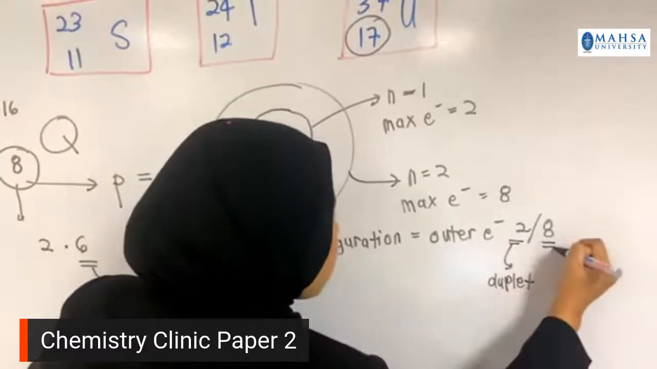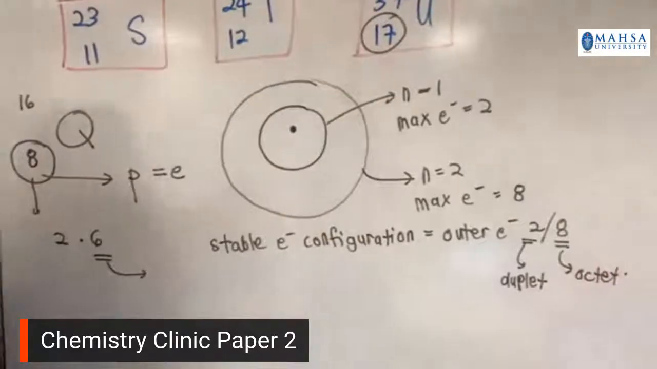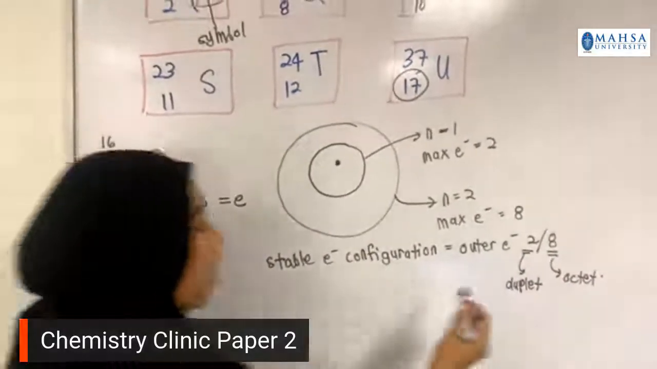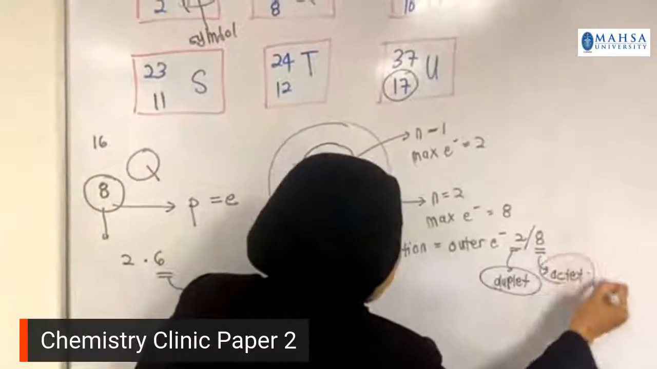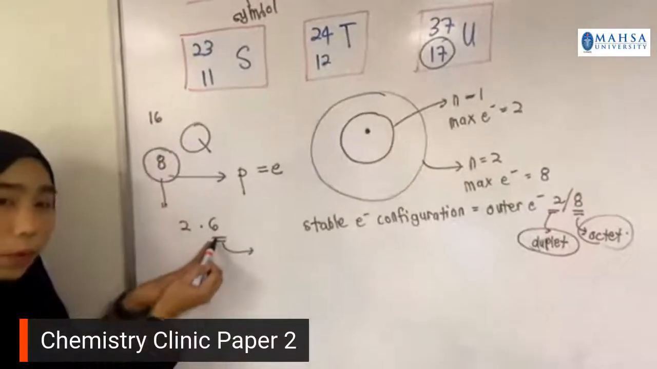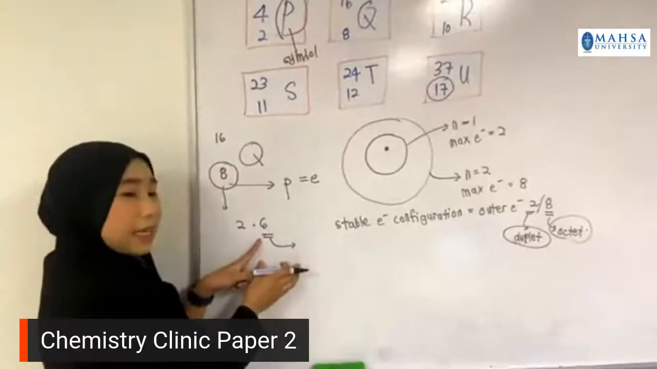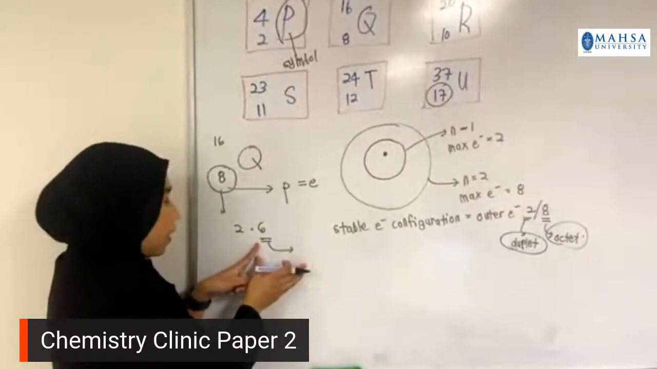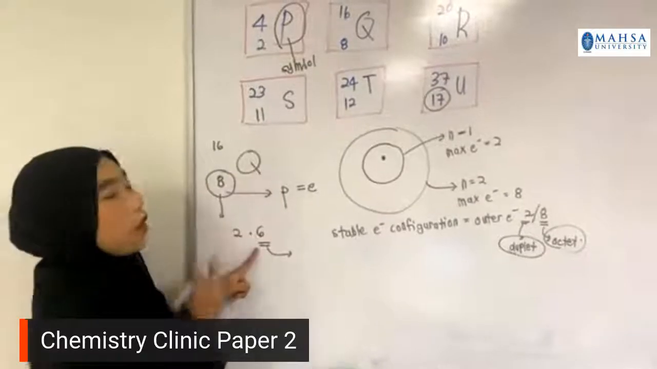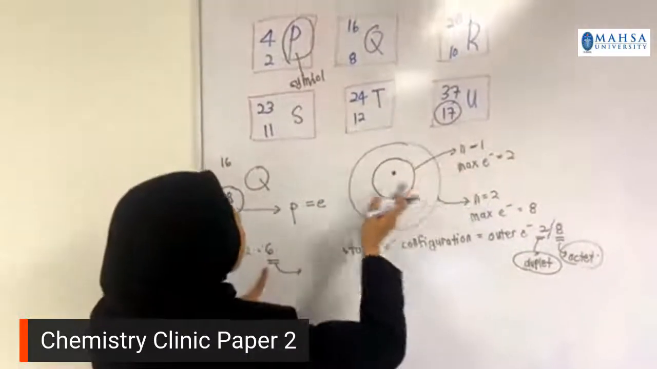So if it's 8, it will be considered an octet. What we need to find is whether the outer electrons are 2 or 8. Is it 2? Is it 8? No. When it's not 8, it means this one is not considered an inert gas or monoatomic. So it's not applicable for Q. Okay, just take a look at the element.